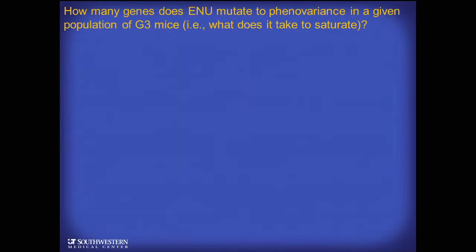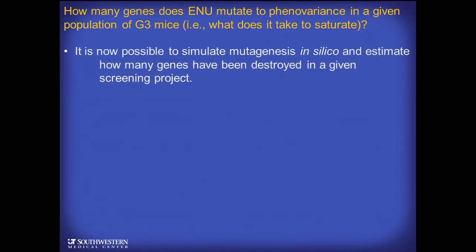One might also wonder how many genes ENU mutates to phenovariance in a given population of G3 mice, and what does it take to saturate? In other words, if we look at 1,000 G3 mice, is that enough, or 10,000? How much damage are we doing to the genome?